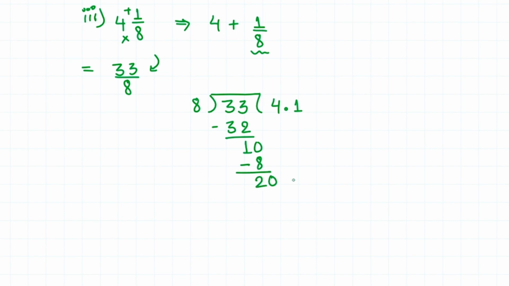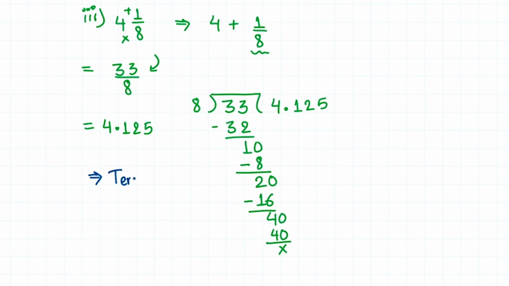And then again, we can add 0 over here. And then we have 8 times 2 is 16. And when you subtract this, you are going to get 4. And again, we add our 0. And then we know that 8 times 5 is 40. And then our remainder is 0, right? So we have 33 divided by 8 is equal to 4.125. And this particular decimal expansion is a terminating one, okay? Because it terminates.